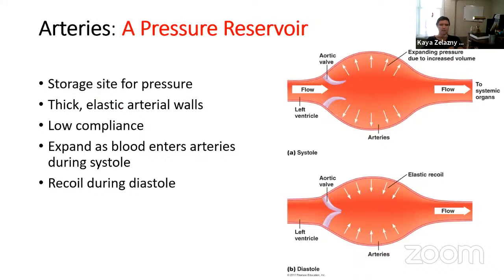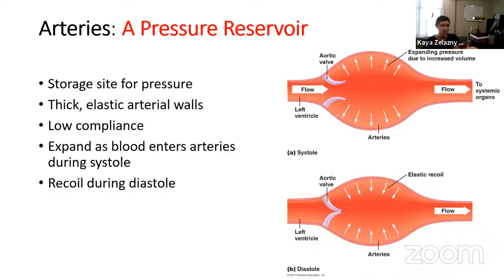So let's talk for a second about that idea of being a pressure reservoir. So this is going back to our understanding from A&P1. We talked about the aorta specifically as being a storage site for pressure so that we can have continuous blood flow going to the body, even when the heart is relaxed, right? It's not contracting, it's in diastole, and we still want blood going out through our system. We don't want our blood to start and stop.